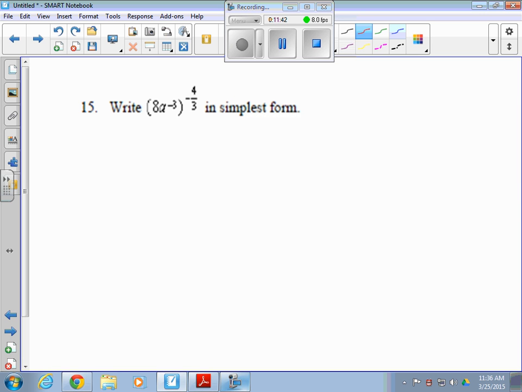15 says write this one in simplest form. Everything is getting raised to the negative 4/3 power. So 8 is getting raised to the negative 4/3 power, and a to the negative third is getting raised to the negative 4/3 power. Remember, anytime you raise a power to a power, you multiply. So if we multiply straight across, we'll put this over 1. Negative times a negative, 3 times 4 is a to the 12th, over 1 times 3 is 3. So that gives you a to the 4th power when you divide 12 by 3.